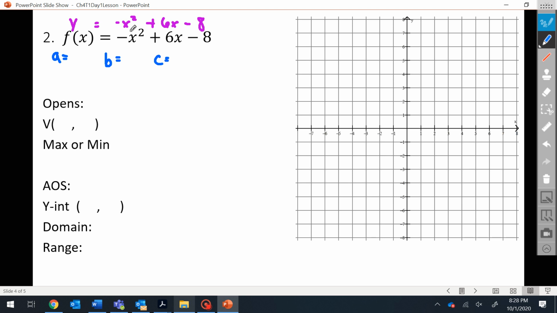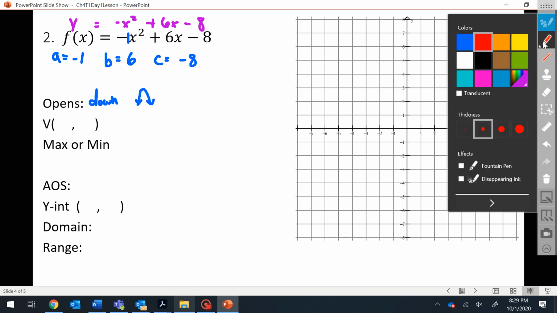A is the coefficient on the x squared term, which in this case is negative 1. B is the coefficient on the x term, which in this case is 6. And c is the constant, which is negative 8. Since the a value is negative, this opens down. It's going to look like this. The vertex is going to be up here.